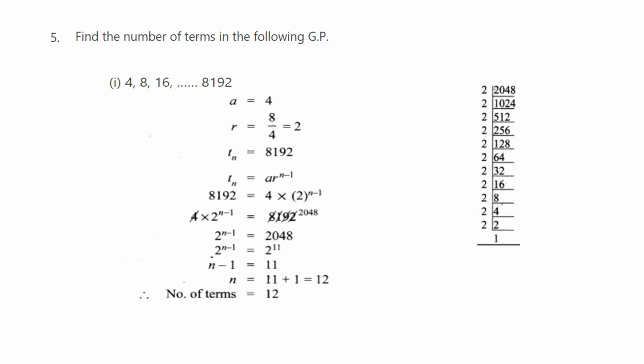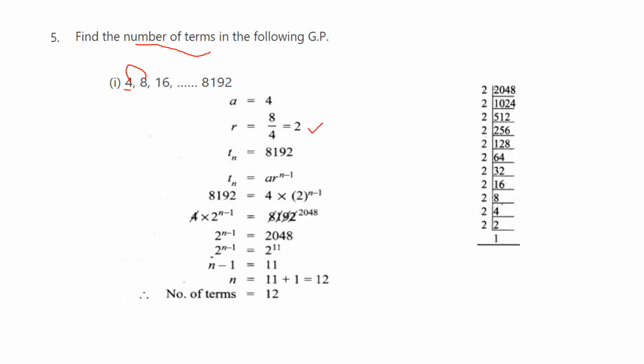Find the number of terms in the following GP: 4, 8, 16, and so on, up to 8192. Here the first term a is 4, so r equals T2 by T1, that is 8 by 4, equal to 2. Here Tn equals 8192.